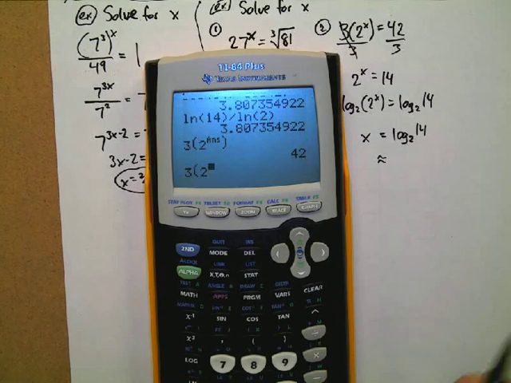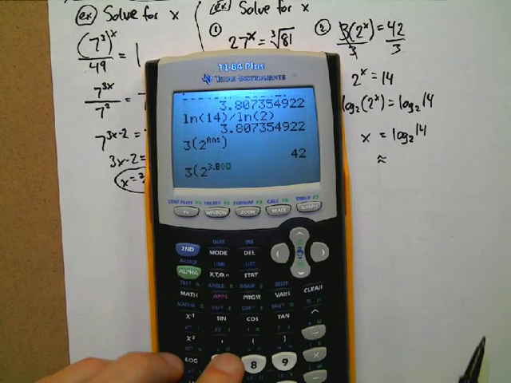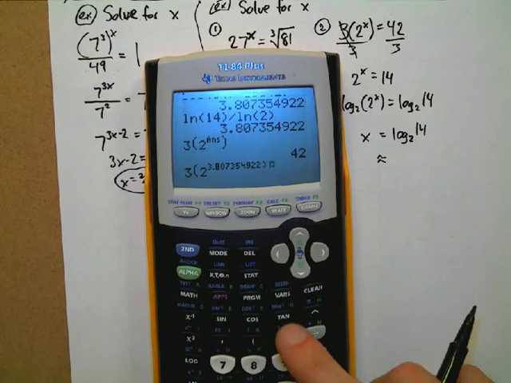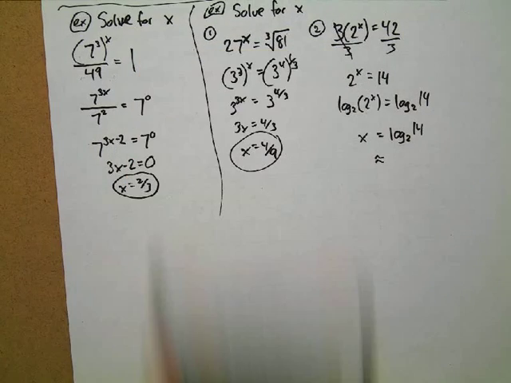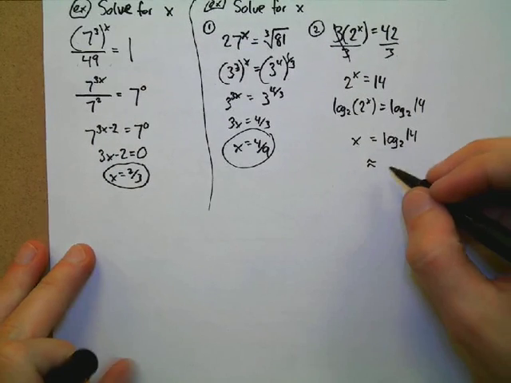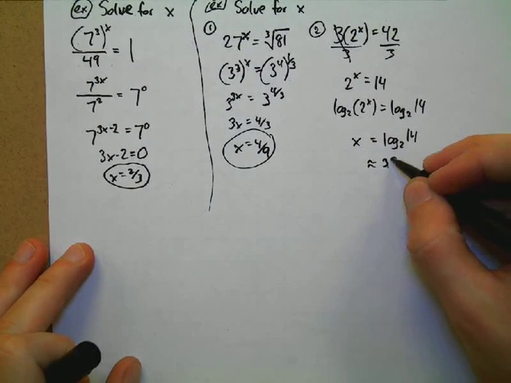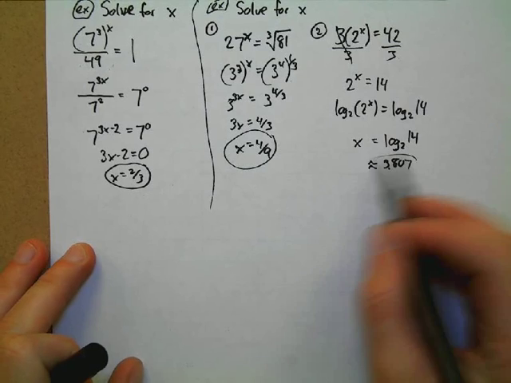Good question. My recommendation: 3 decimal places. It's good practice for calculus, if you plan on going on to calculus. So 3.807, I would say. We don't do sig figs here. If we didn't get a calculator on that, what would the answer be? You'd stop at log base 2 of 14. Is that going to happen on the test? Sure.